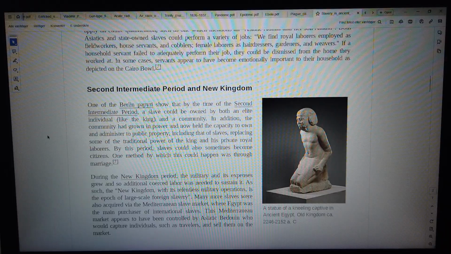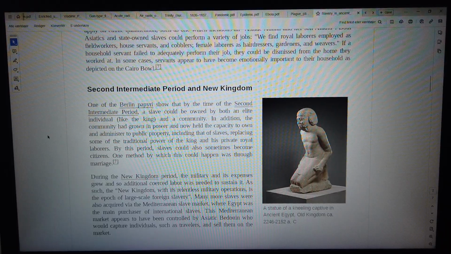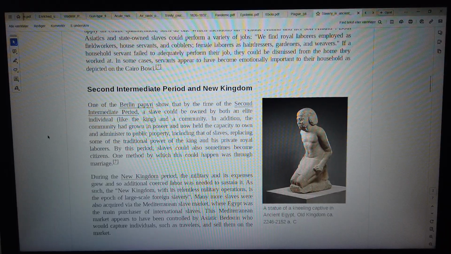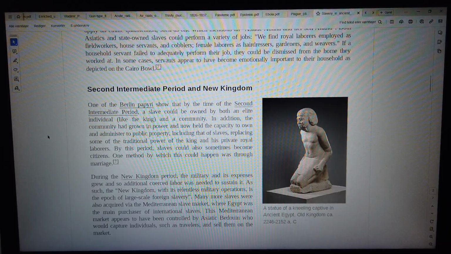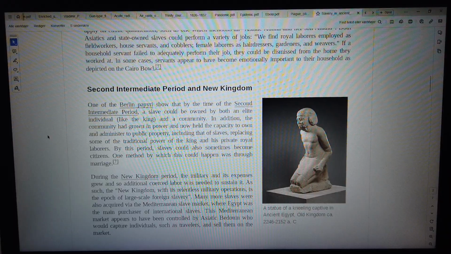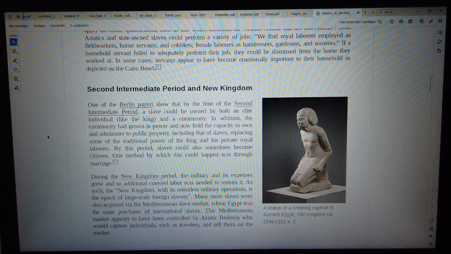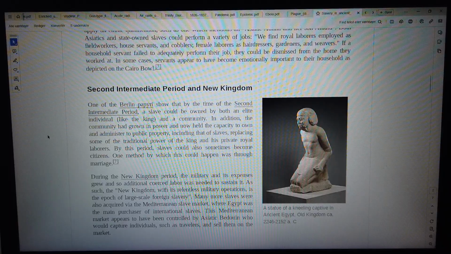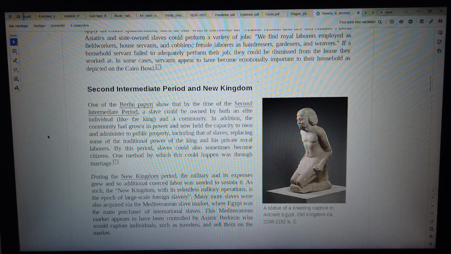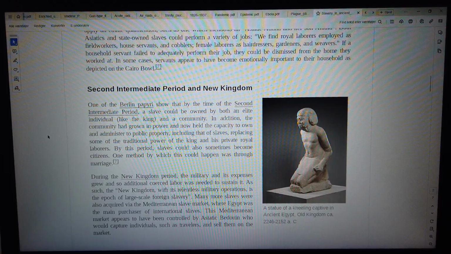be owned by both an elite individual, like the king, and a community. In addition, the community had grown in power and now held the capacity to own and administer to public property, including that of slaves, replacing some of the traditional power of the king and his private royal laborers. By this period, slaves could also sometimes become citizens. One method by which this could happen was through marriage.